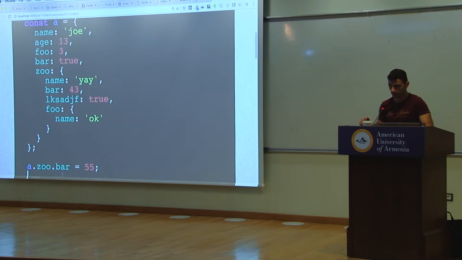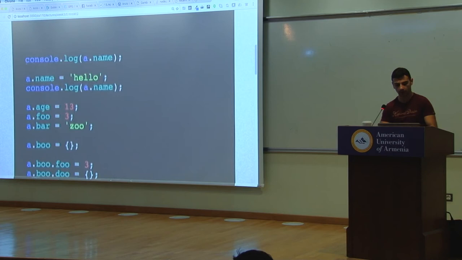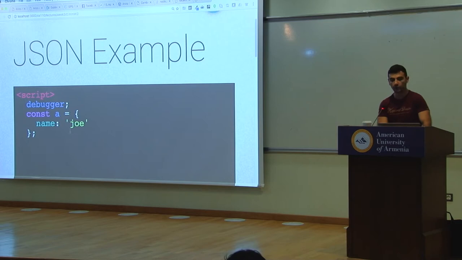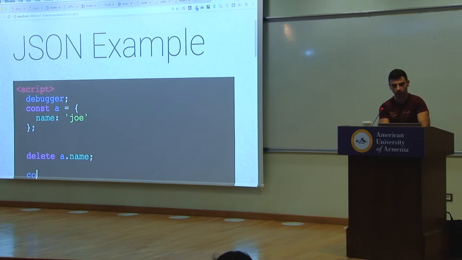Okay. So in the same way that we can add values to an object, we can also delete values from an object. Hang on, let me get rid of all this code. Okay, so suppose I want to remove name from A. The way to remove it is by using delete. Delete A.name. That's it. Now if I do console.log a.name, what will print?